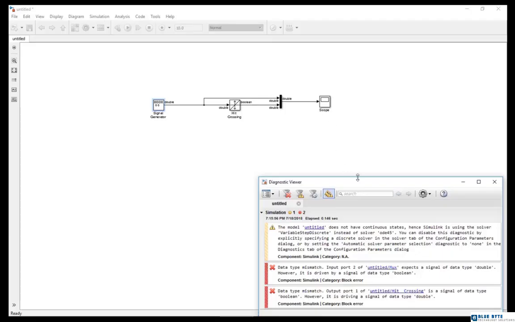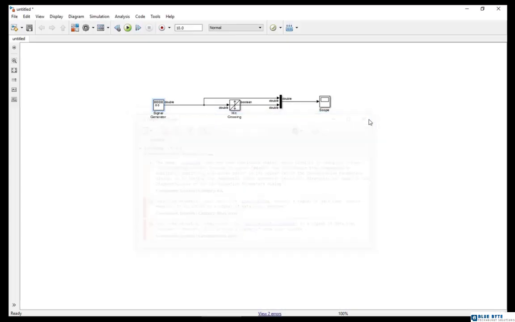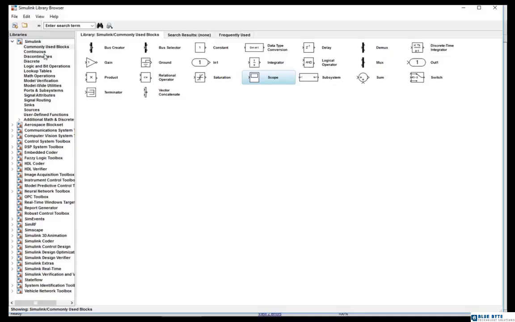I run the model. Here we face an error. The reason is that the data types are mismatched. It means that the data which are implemented in the simulation are not matched. This error says that the Mux block second port expects a signal of data type double. However, it is driven by a signal of data type Boolean. As you know, there is a block in commonly used blocks whose name is data type conversion, which can convert these data.